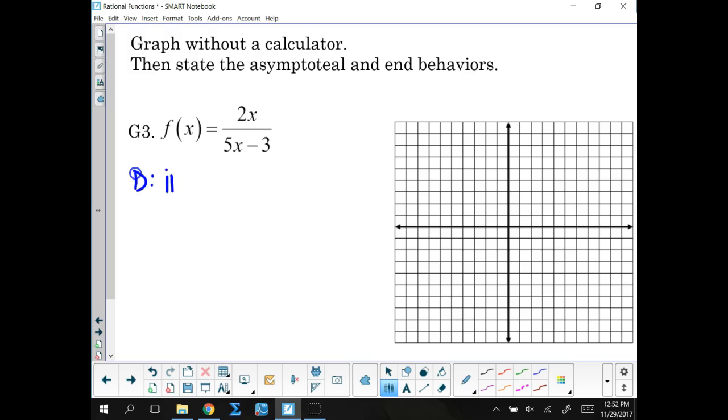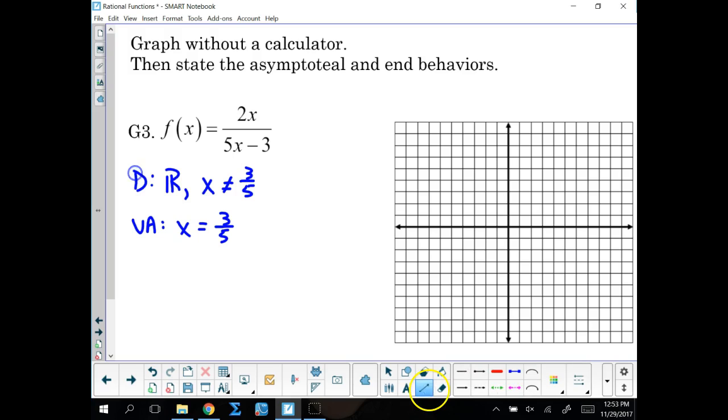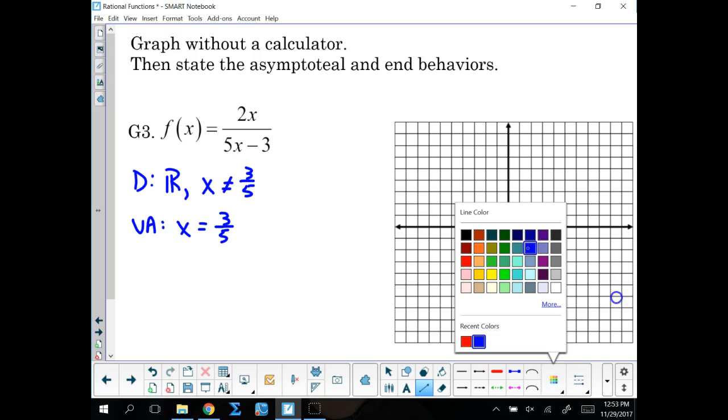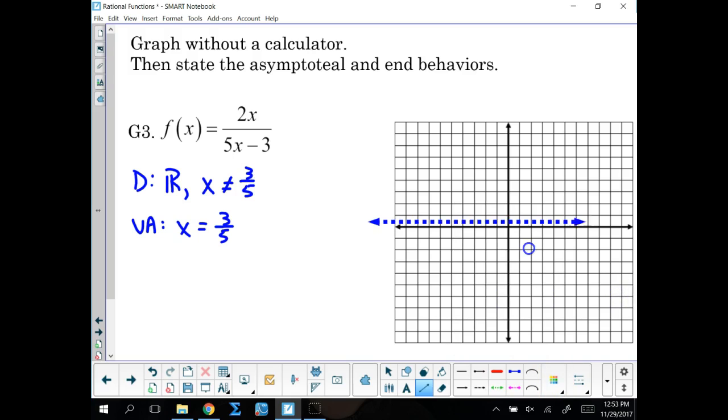Domain here is all real numbers, but x cannot equal 3/5. x cannot equal 3/5, which means that my vertical asymptote is x equals 3/5. Horizontal asymptote. Wait. Oh, that should be vertical.